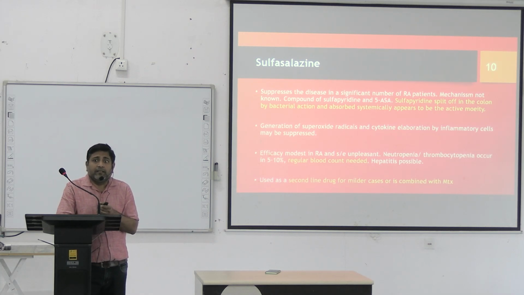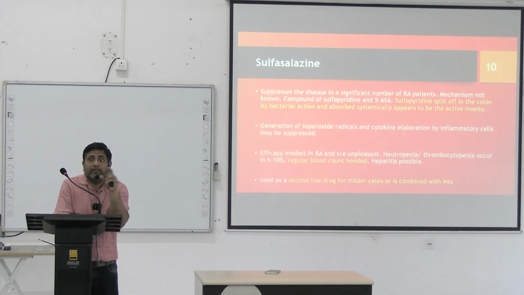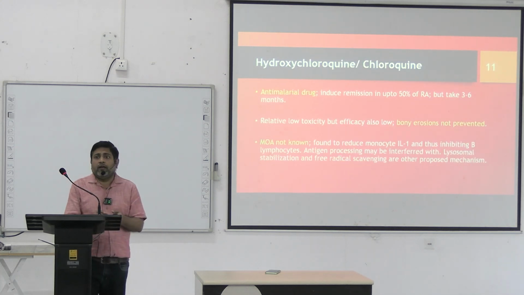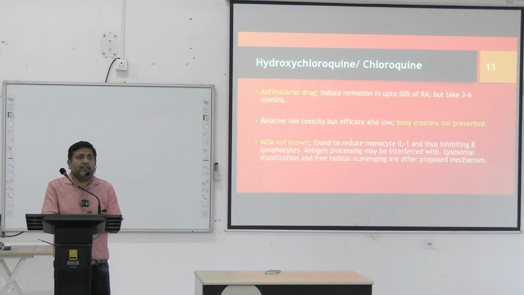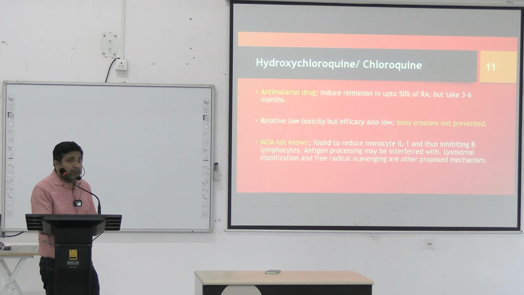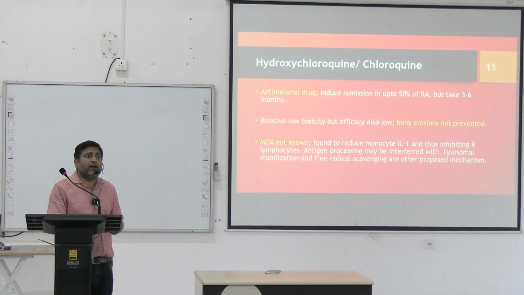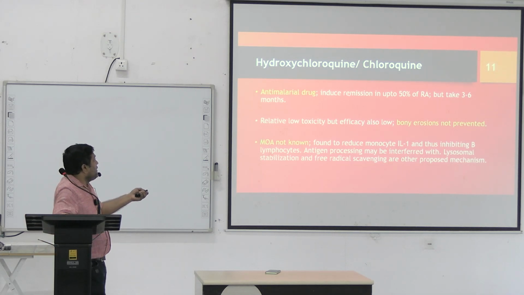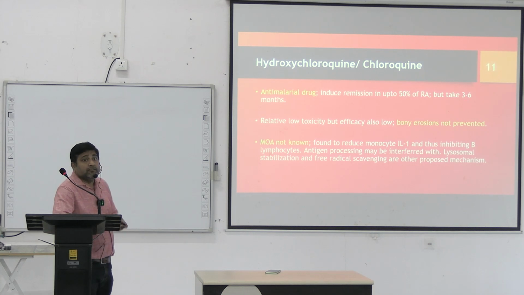Now, there the 5-amino-salicylic acid broken down from the sulfasalazine in the colon is the active moiety, that is not absorbed and acts locally in the colon. Hydroxychloroquine or chloroquine is basically an anti-malarial drug used in malaria. Now, this drug has found efficacy in rheumatoid arthritis patients also. Although the efficacy is lower, it induces remission in up to 50% of the patients, but takes 3 to 6 months.